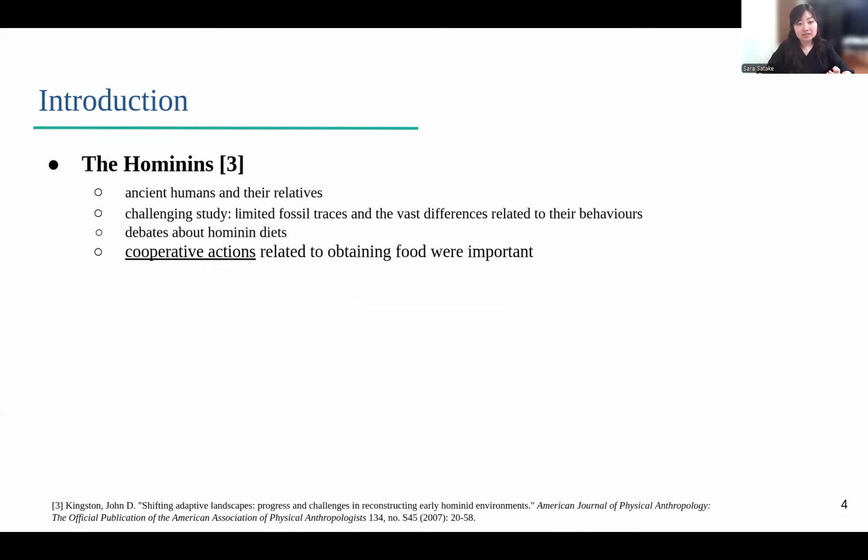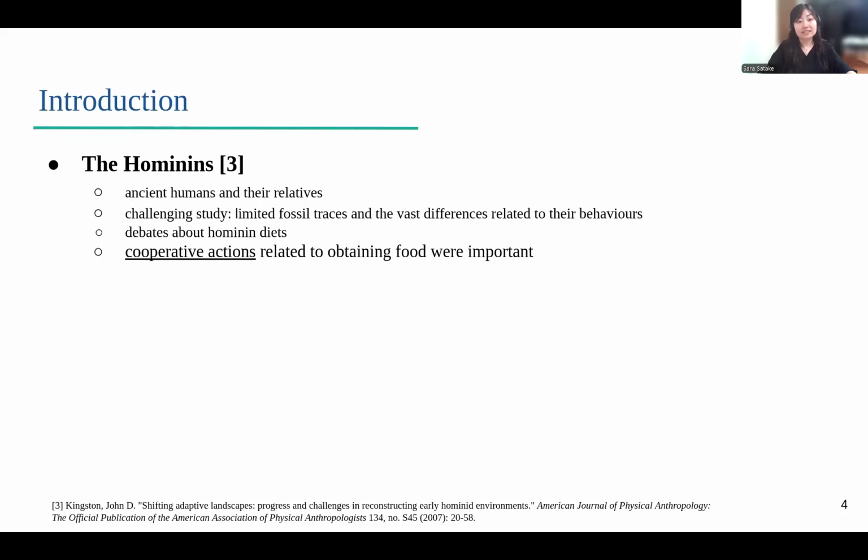So the hominids are ancient humans and their relatives. They are a challenging study field for archaeologists because of limited fossil traces and the vast difference related to their behaviors, especially those related to social interactions and basic resource use. And although there is debate about the details of the hominin diet, there is agreement that cooperative actions related to obtaining food were important for the development of the offspring.